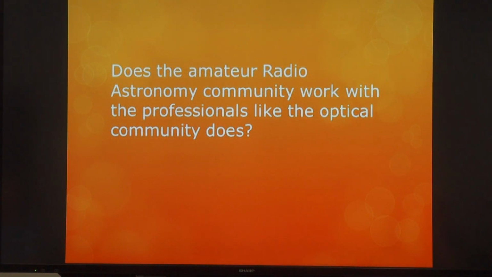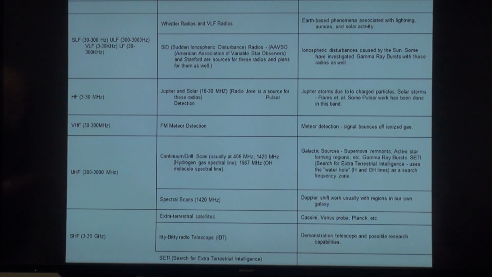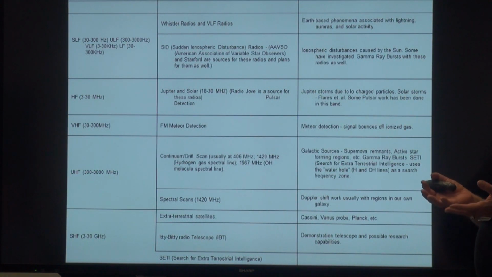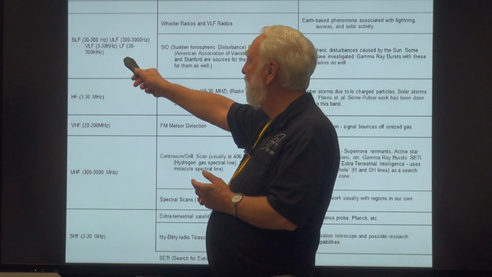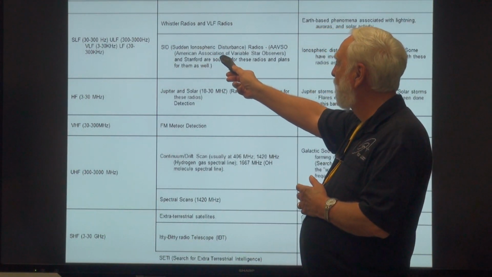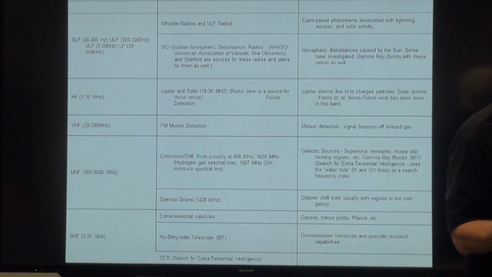So, what does the amateur radio astronomy community do? Do we work with the professionals like the optical community does? Yes, of course. There are many projects that we do in radio astronomy in which we can send data in to be part of a larger database, to be combed through at another time. In what we call the super low frequency area, we have a system called SID, Sudden Ionospheric Disturbance Radio. We sell these kits for about $150.